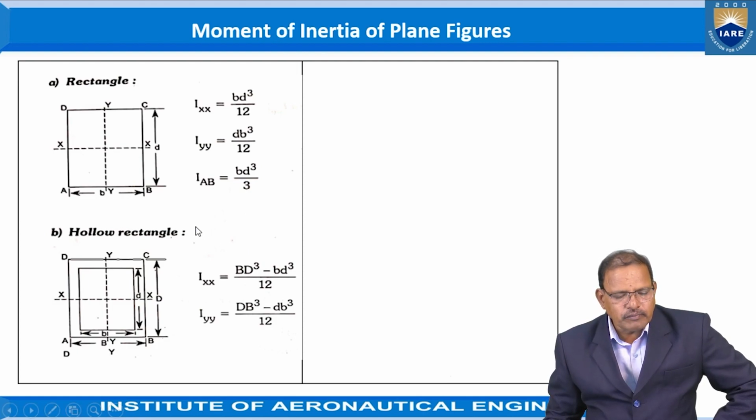Similarly, for a hollow rectangle, the area moment of inertia is equal to the difference of the moment of inertia of the outer rectangle and the cutout rectangle. Let capital B and capital D represent the base and depth of the outer rectangle, and lowercase b and d represent the breadth and the depth of the cutout rectangle. Then I-x is equal to capital BD cube minus lowercase bd cube divided by 12. Similarly, I-y is equal to capital DB cube minus lowercase db cube by 12.